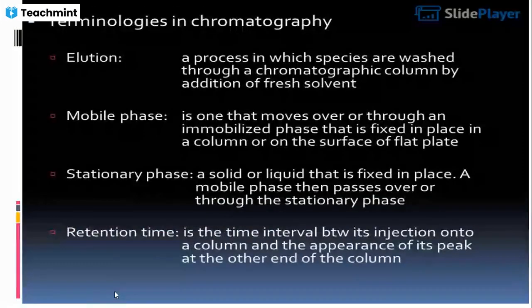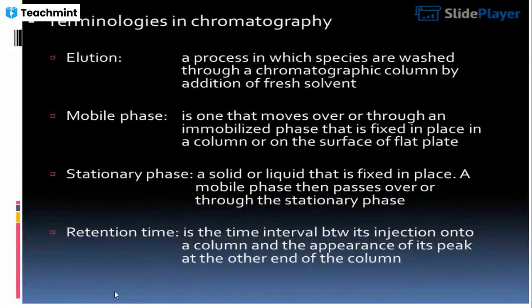Terminologies in chromatography. Elution is a process in which species are washed through a chromatographic column by addition of fresh solvent. The mobile phase is one that moves over or through an immobilized phase that is fixed in place in a column or on the surface of a flat plate. The stationary phase is a solid or liquid that is fixed in place. A mobile phase then passes over or through the stationary phase.